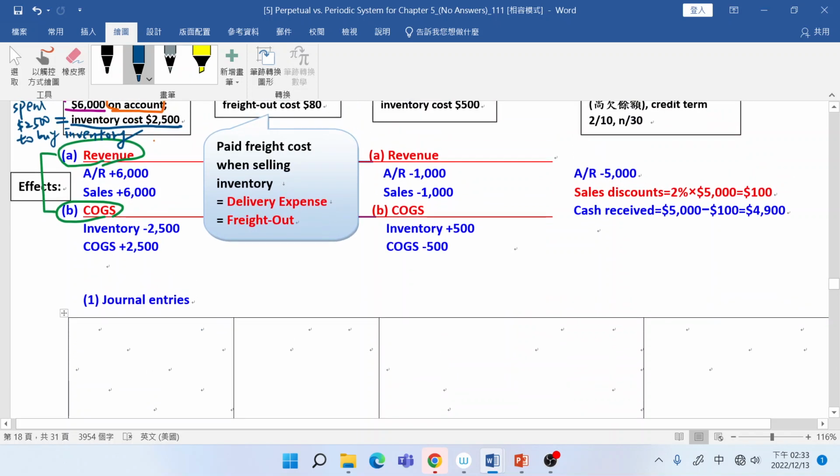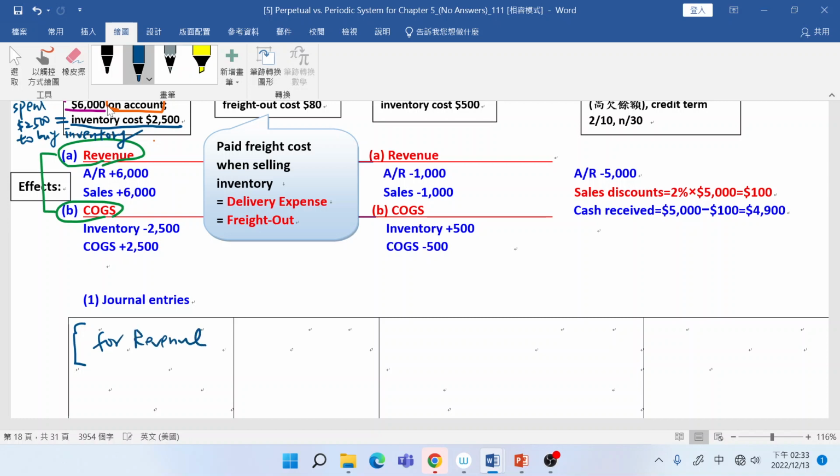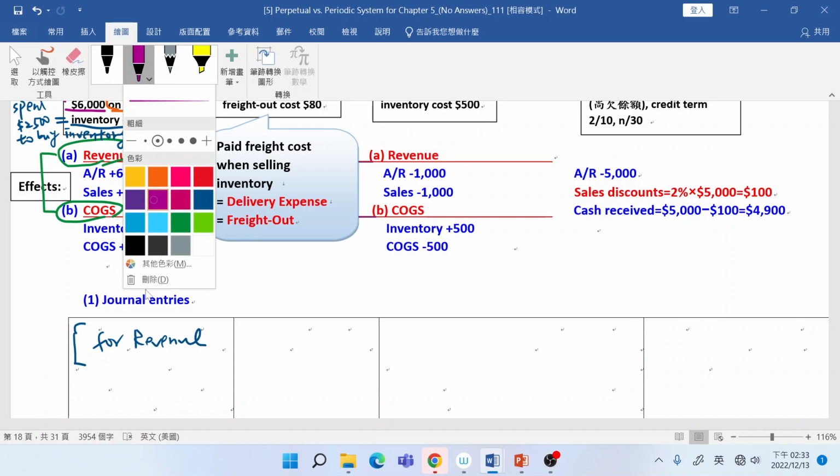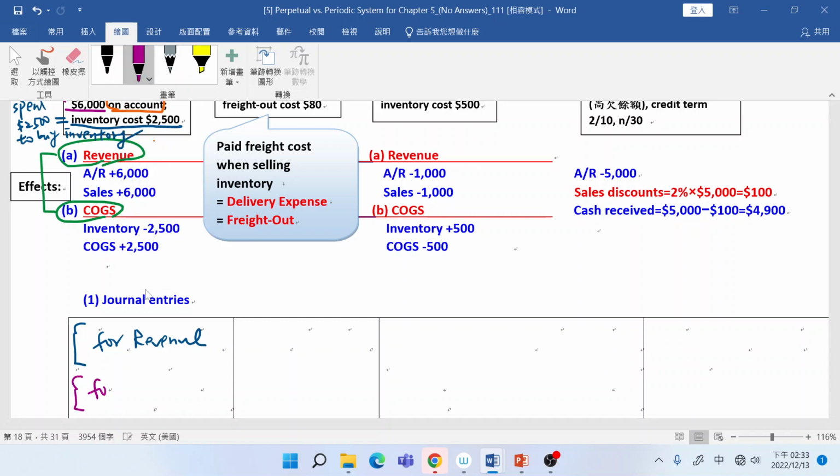Give me two journal entries, right? First journal entry for revenue. Second journal entry for your cost of goods sold. Because you are a hard worker, you are going to record two things: for revenues, and also for your cost of goods sold.